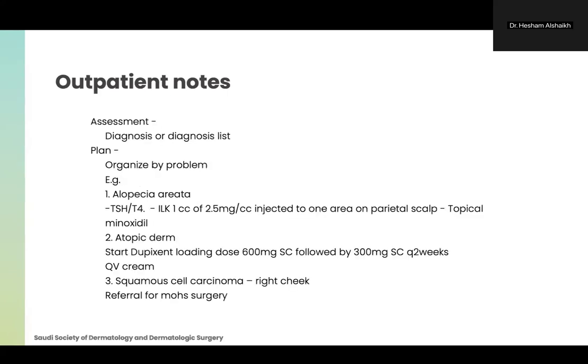And then in assessment, you'd write your diagnosis or diagnosis list, depending on whatever the patient is coming for. And then I like to organize the plan by problem. So if the patient has multiple problems, instead of listing whatever treatment you did for the patient, you organize those treatments depending on the problem. So for alopecia areata, what you actually did, for atopic dermatitis, what you did. And then be as detailed as possible. That makes it much, much easier for you whenever you're seeing the patient next time.